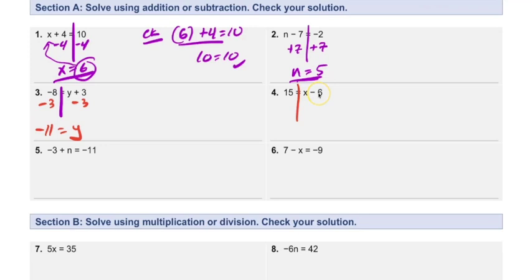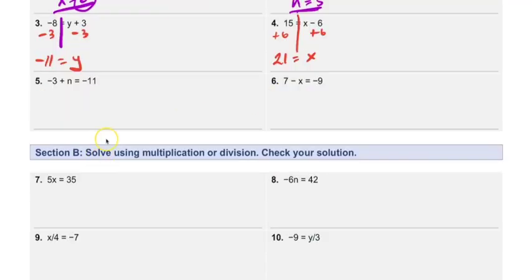On this side, here's my equal sign. Get rid of that negative 6. We're going to add 6 to both sides. So I get 21 equals x. There we go. Next to this one, same idea. We want to get rid of that negative 3. So let's add 3 to both sides. Those cancel out. n equals negative 11 plus 3. Different signs, subtract. 11 minus 3 is 8. And the negative is bigger, so negative 8.